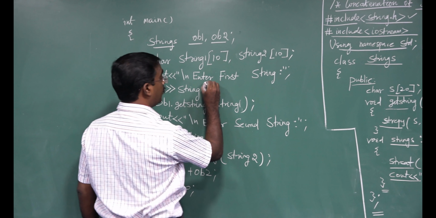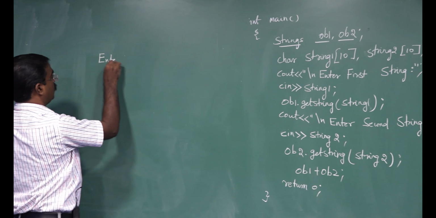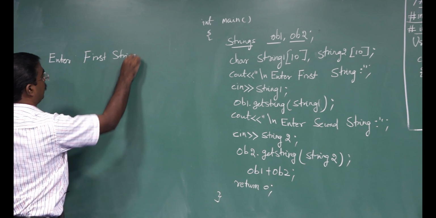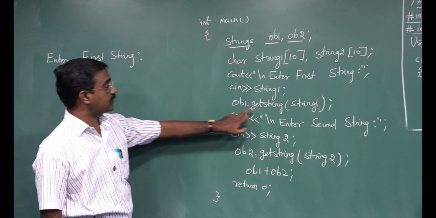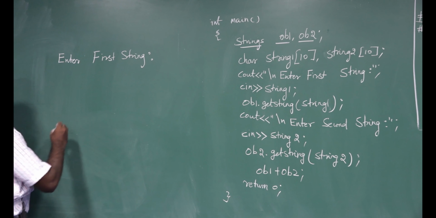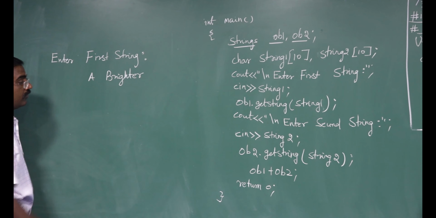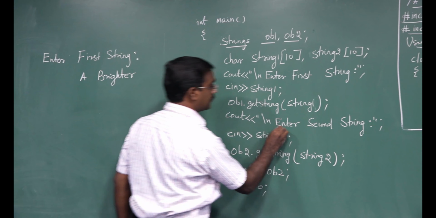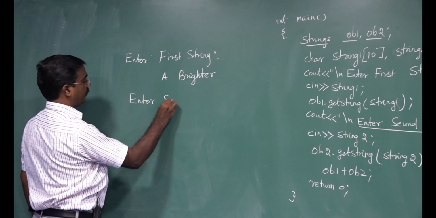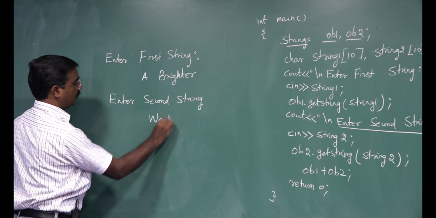Here what question will it ask? Enter first string. Okay. So the question will ask: enter first string. This first string is string 1. And then enter the second string, string 2. The first string is here a brighter. Okay. And then the second question will ask: enter second string. So enter second string. Okay. Here wild 2020.